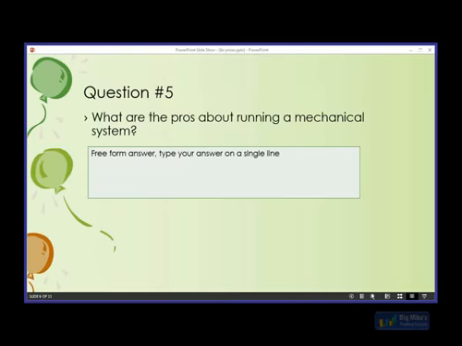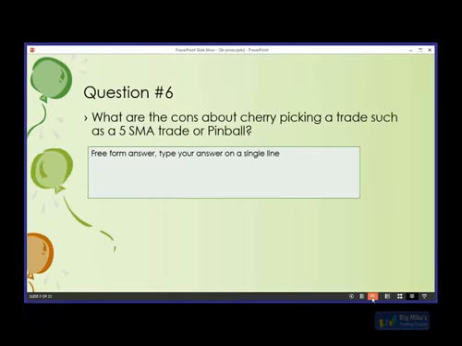And here comes question number 6. What are the cons about cherry picking a trade such as a 5 SMA trade or pinball? Less opportunity. There you go. There's less frequency of occurrence. So Benjamin Ramey. Great. Good job. So I just need your username, Ben.